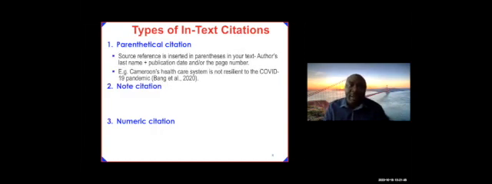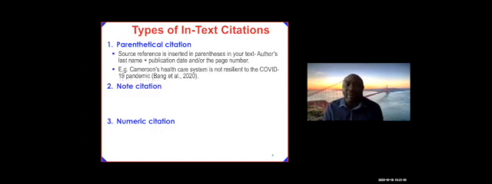Now, there are different types of in-text references, or different types of in-text citations. Generally, you have parenthetical citation, which I know you all know about. You also have note citation and you have numeric citations. While reading so many articles, you will see these different types of citations. The parenthetical one is the common one, where you have the surname of the author and the year of publication put in parentheses. For example, the second reference here, Bang et al.